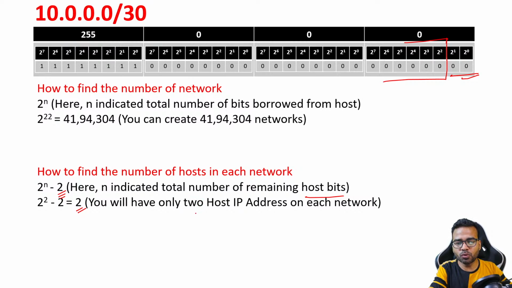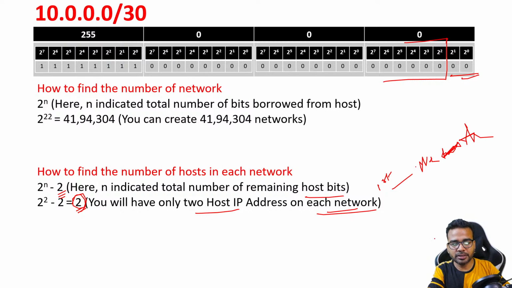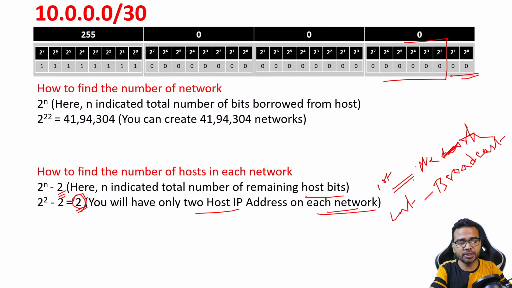You will have only 2 host IP addresses on each network. Got it? Here we have subtracted 2, right? Why have we subtracted 2 here? Because on each network, the first IP address is always reserved for the network ID, and the last IP address is always reserved for the broadcast ID. Sorry for the handwriting.